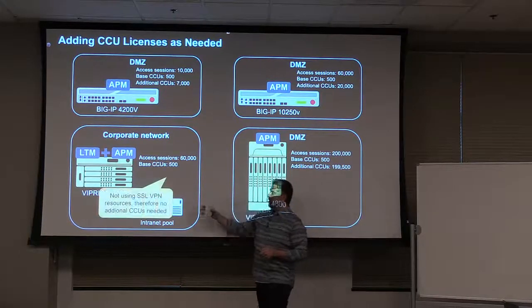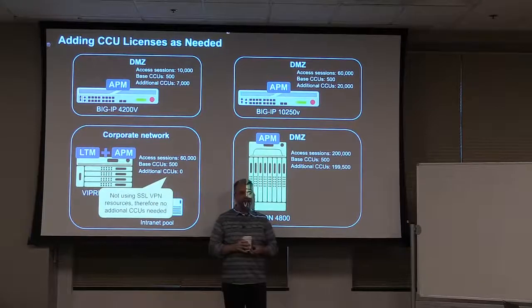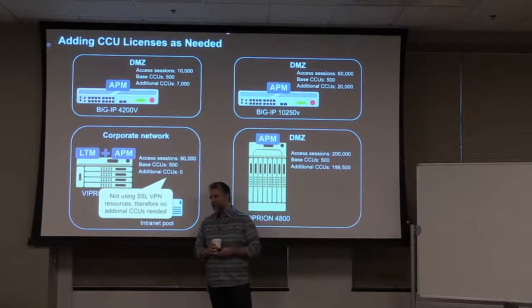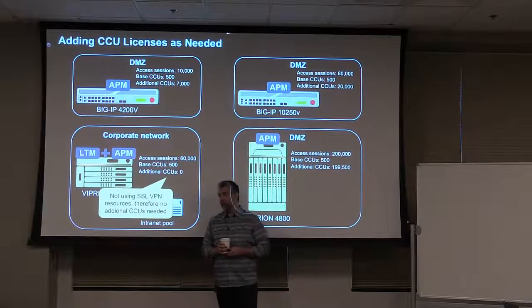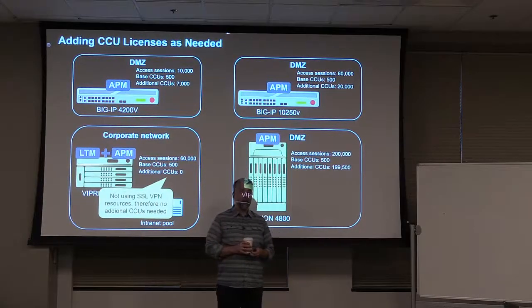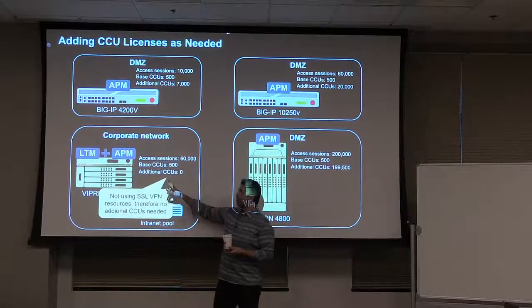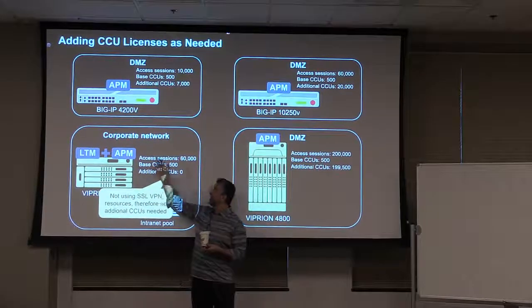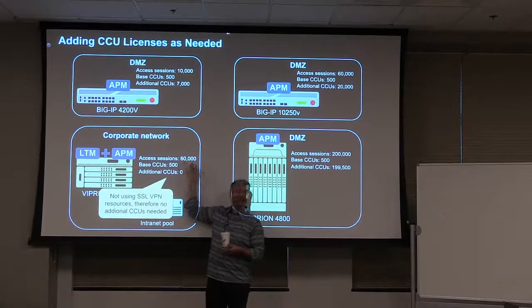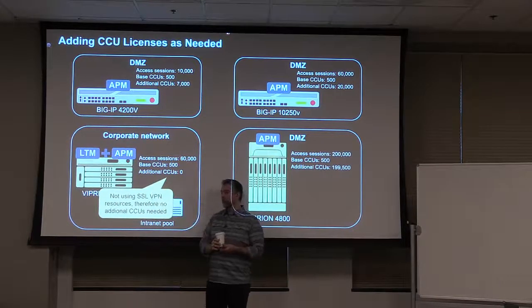Now in this case, they are not using this as a VPN. They're only using this for user identity and access management, which, as we just covered on the last slide, does not require any CCUs. So as long as they have APM licensed, they get the 60,000 access sessions. That's all they need for this solution is access sessions. They don't need to buy anything else.